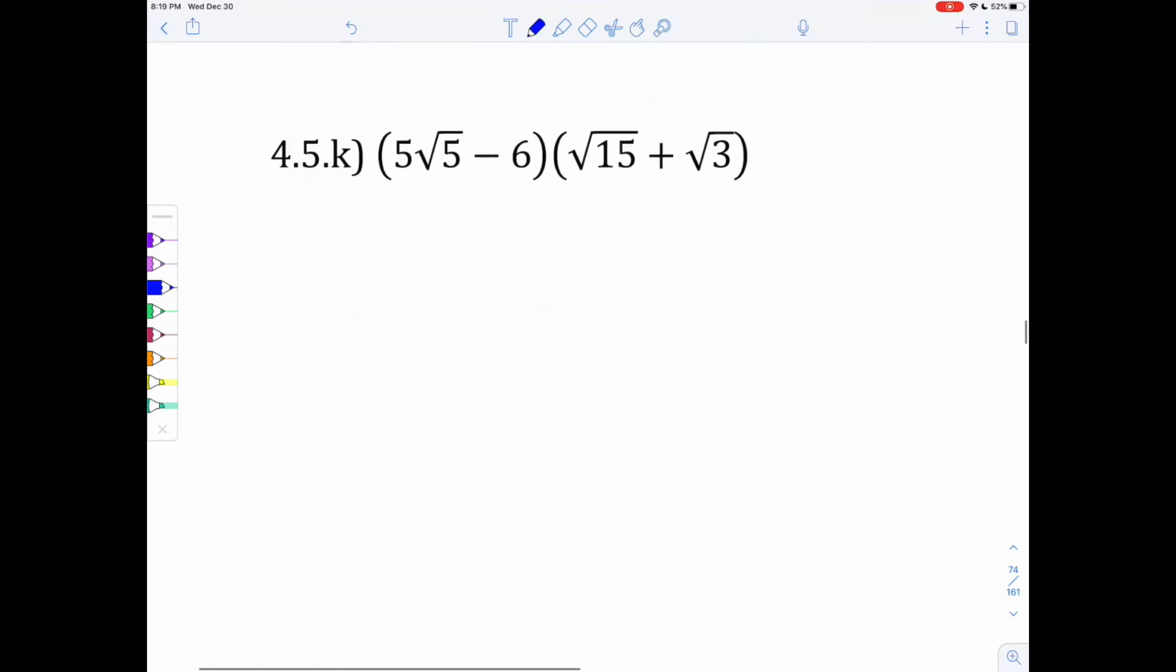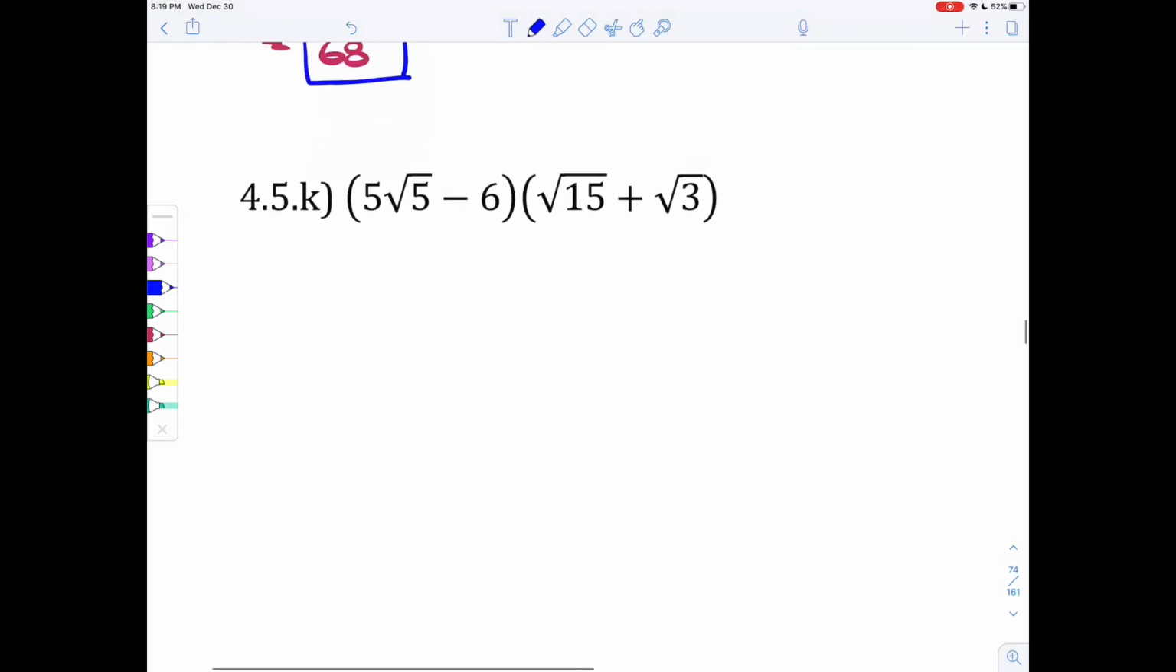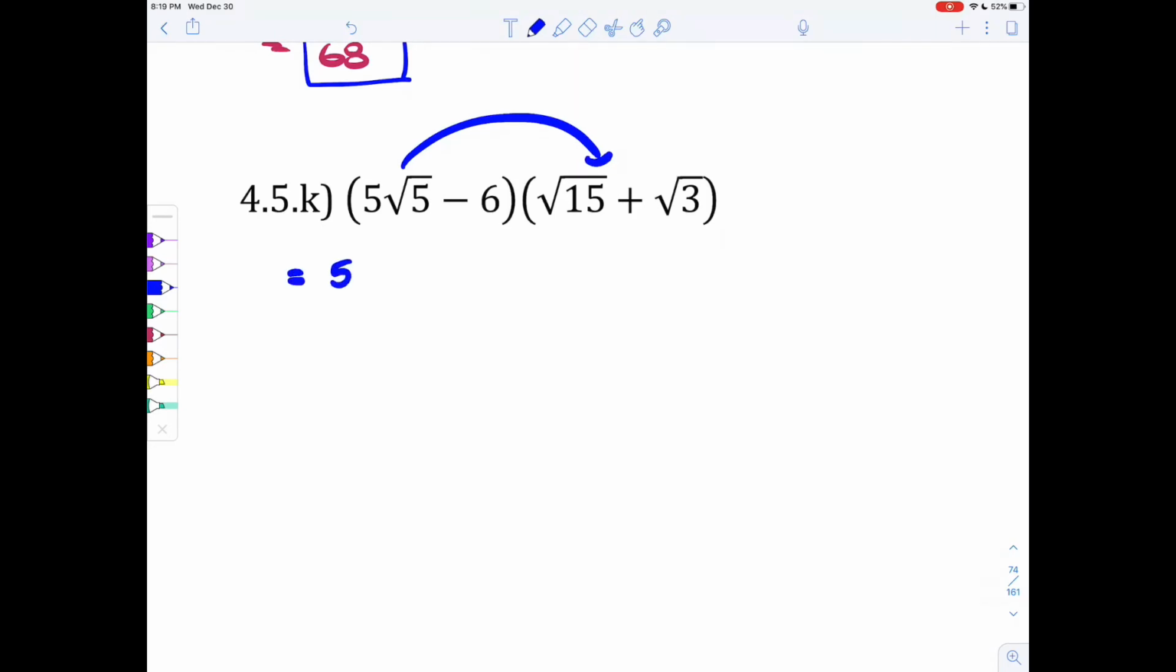We've got 2 examples left, and we are going to continue on with this double distribution. So we're going to distribute the 5 root 5 to both terms. So our first term becomes 5 root 75. Our second distribution here becomes 5 root 15.